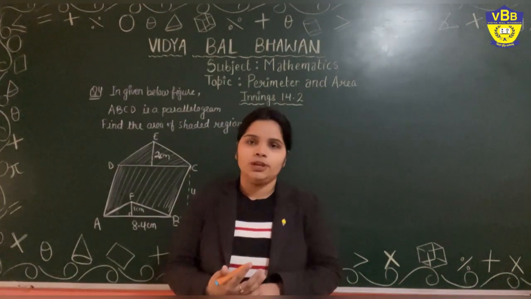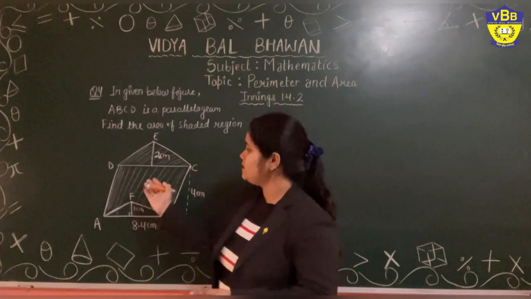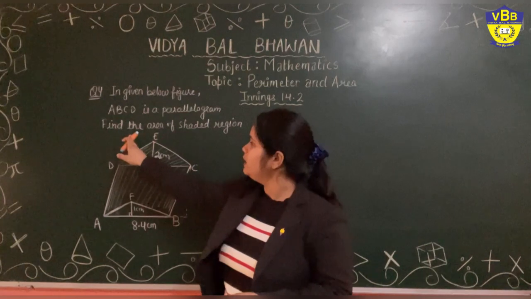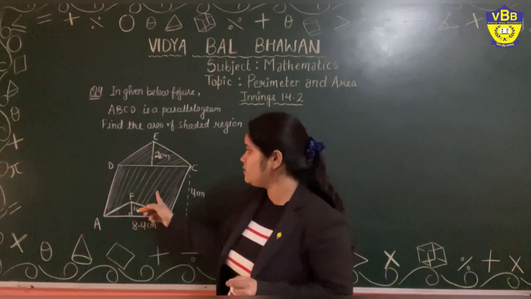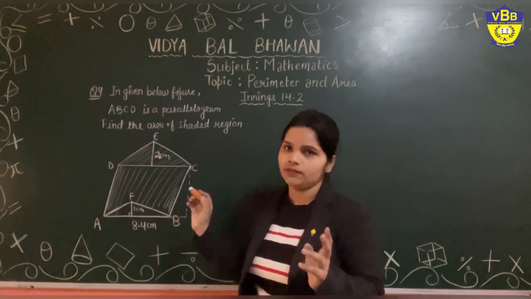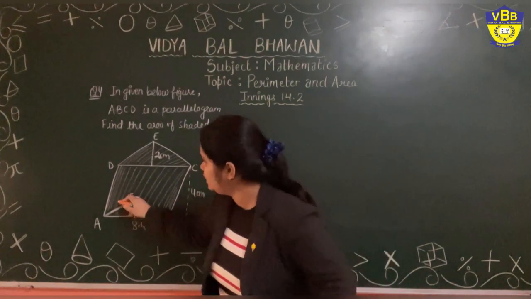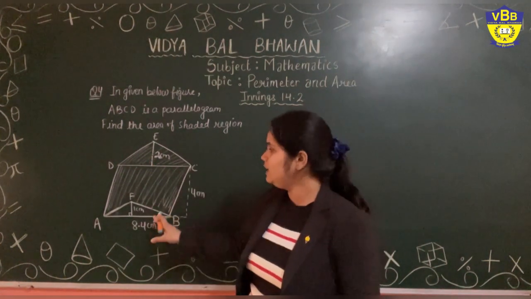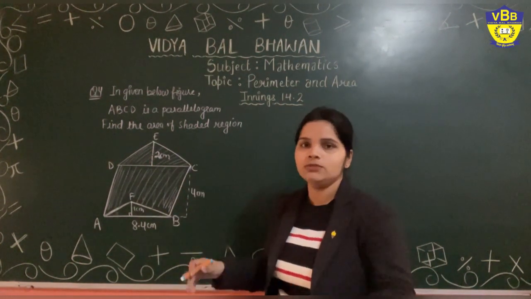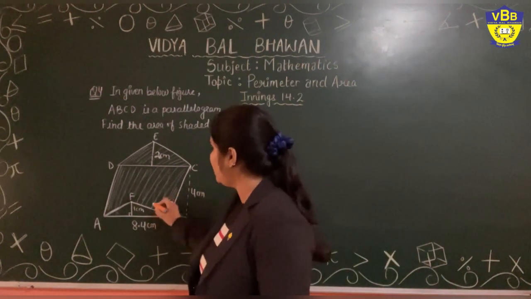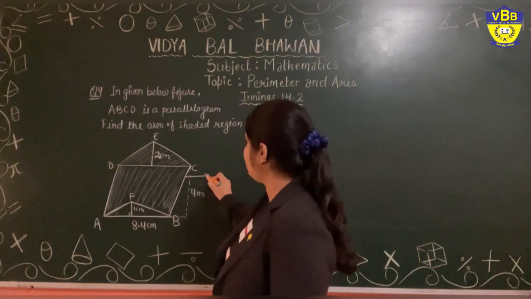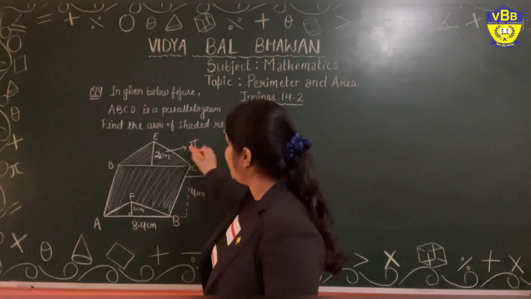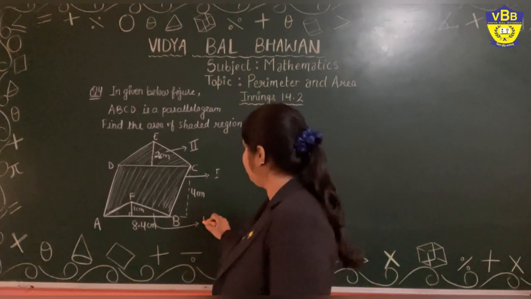Let's move to our next question. In the given figure below, ABCD is a parallelogram. Find the area of the shaded region. This is the shaded region, this is the shaded region. Fine. That means I need to find this area and this area. If I am dividing this whole complete figure into some parts, can I say that this parallelogram is the first figure, this triangle is the second figure, and this triangle is the third figure?